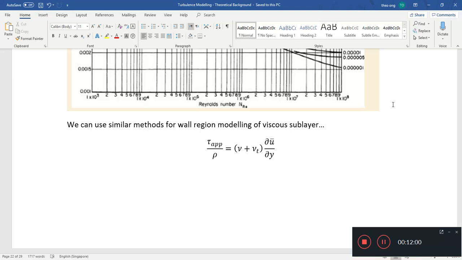So what kind of scale will we want to use? Characteristic velocity. The things we want to non-dimensionalize are U and Y. So what is a good velocity scale or characteristic velocity?